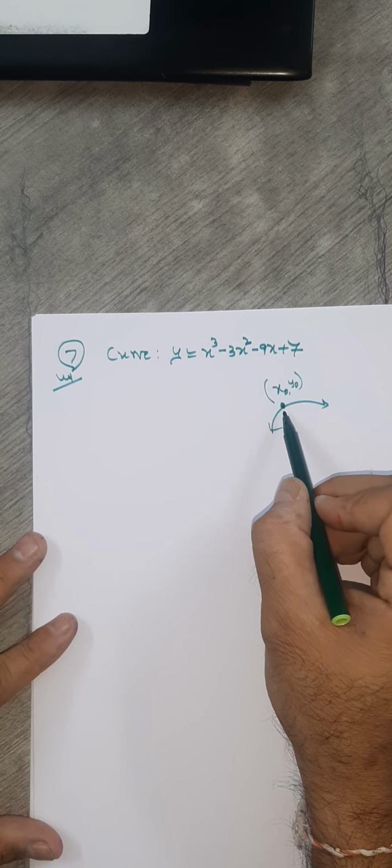Okay. So now what we do? We get the dy by dx. So here dy by dx equals to 0. Keep inside, call that as 1. And what is dy by dx now? It is just 3x square minus 6x minus 9. So by 1 this is equals to 0. So you will get this point of contact.